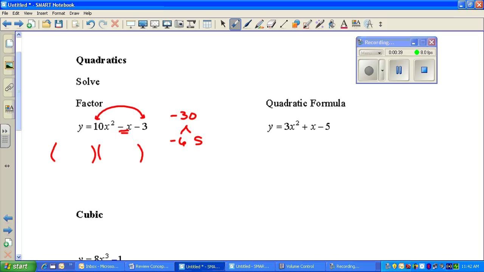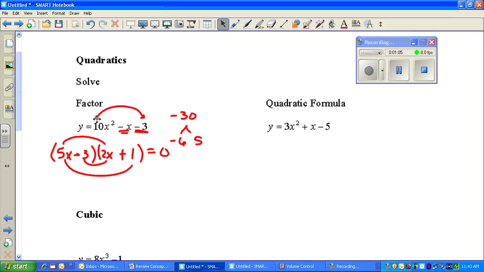I need a 5. Well, the only way I can get a 5 from the 10 is a 5 from the 10 and a 1 from the 3. And I want that to be positive. And to get the -6, if I look at what I have left over, I have a 2x from making the 10, and I have a -3 from the -3, and there it is. Now, I have not solved that. I'm going to set that equal to 0.